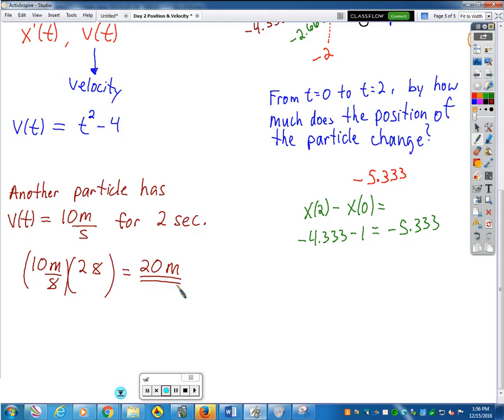Hands up if you knew that before he said it. Give me 1 or 2 if it makes perfect sense. If a particle's traveling at this velocity for 2 seconds, the particle's position will change by 20 meters. If it doesn't make sense, do this, it's fine.